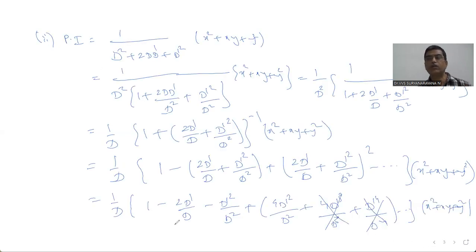So we will get 1 by d square of... just wait, not d. There you are taking d square common, so it is 1 by d square here, not d.